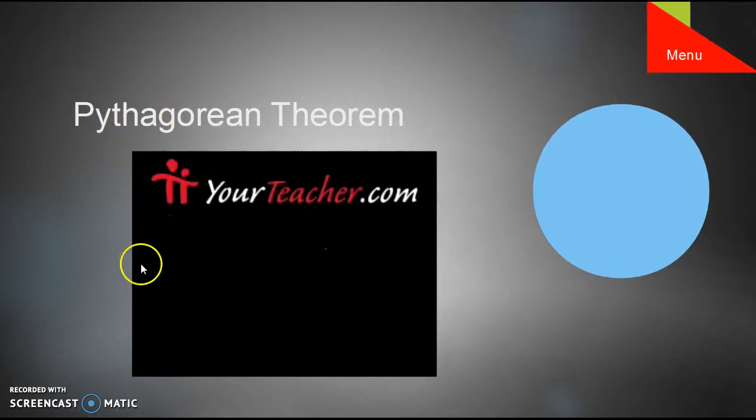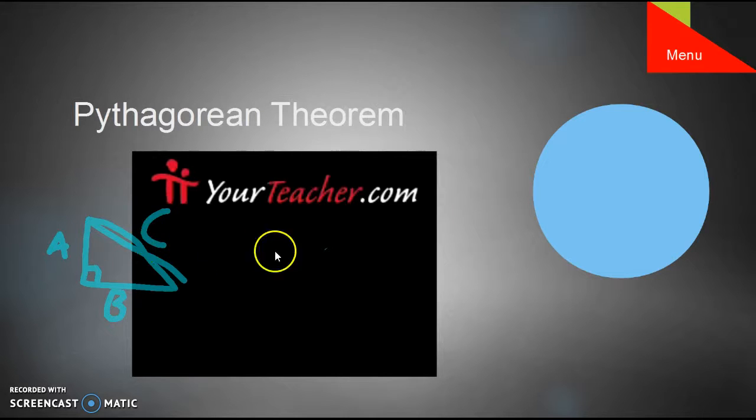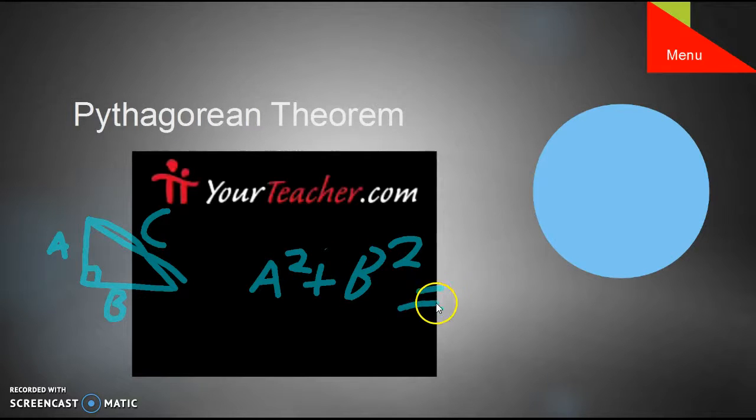So the Pythagorean theorem states, in a right triangle, you have two sides, A and B, and these are adjacent to the right angle. And then you have the hypotenuse, C, which is opposite the right angle. The Pythagorean theorem states that A squared plus B squared will equal C squared. And this is true for all right triangles.